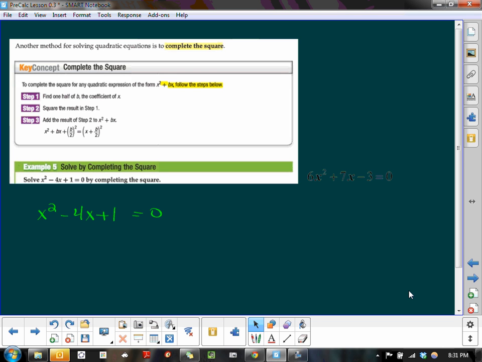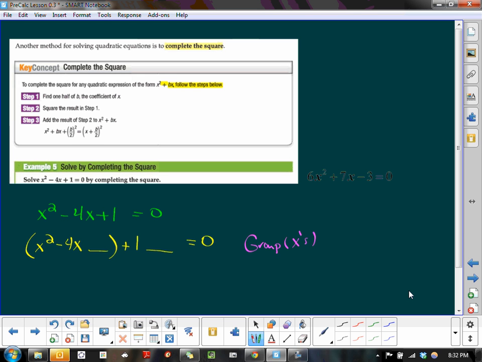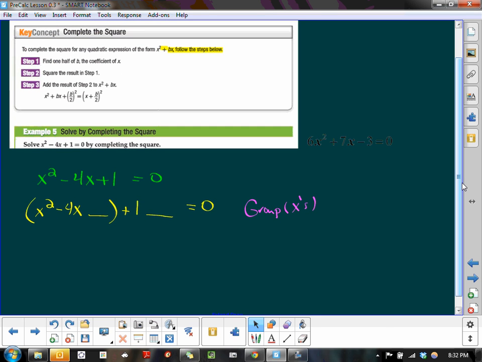So the next thing I want to do is group the x's together. So x squared minus 4x, and that's where we left a space to complete the square, plus 1, and we're going to leave a space to complete the square on this side, equals 0. The next step after grouping your x's, it's kind of my calling card, is we're going to take half of the linear term.